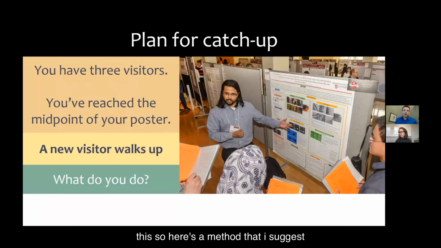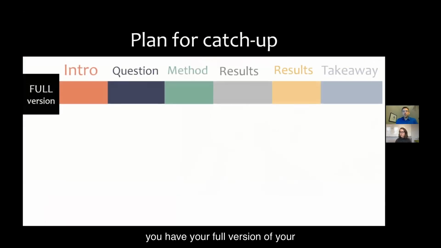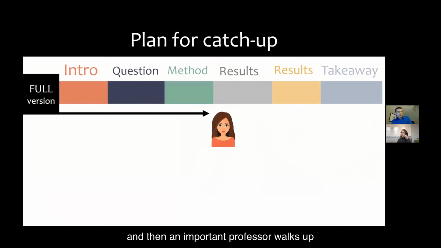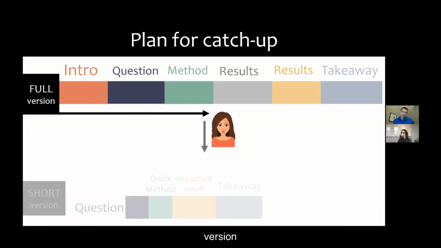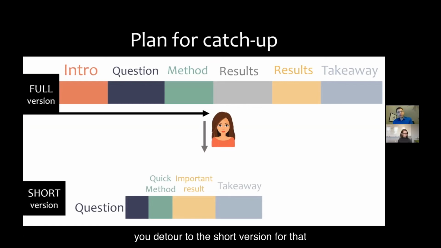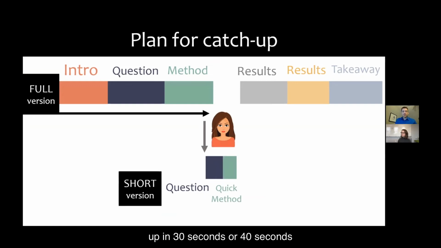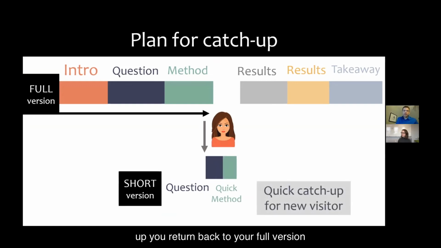So here's a method that I suggest. You have your full version of your poster. You have your introduction. You talk about the question that drives your work, your method, what you're doing, and what your results are. You get midway through, and then an important professor walks up. Well, because you've practiced your short version, you detour to the short version for that one person. You give them a quick question and the method. You catch them up in 30 or 40 seconds. And that new visitor gets a quick catch up. You return back to your full version.